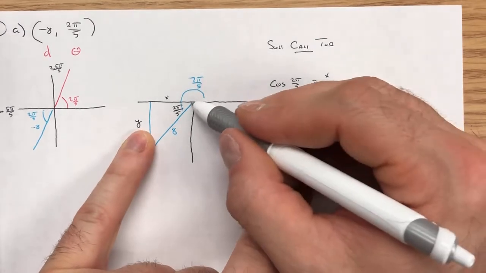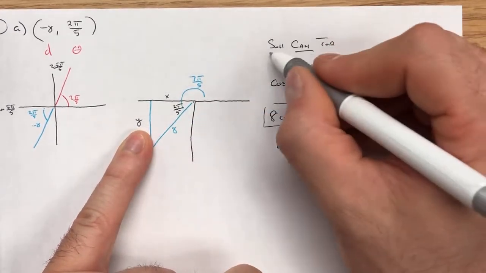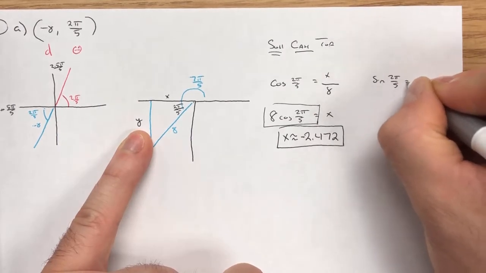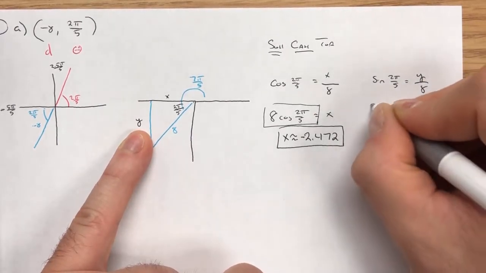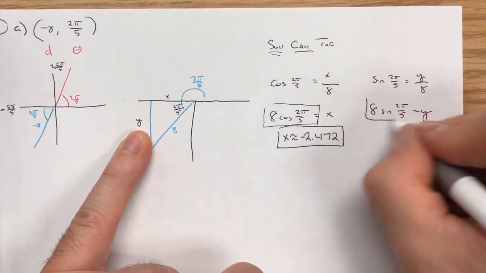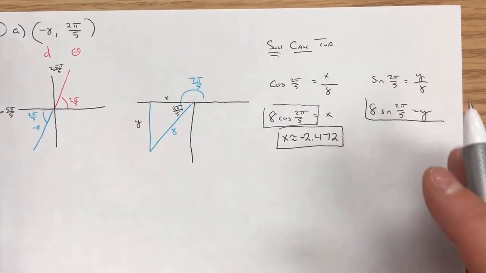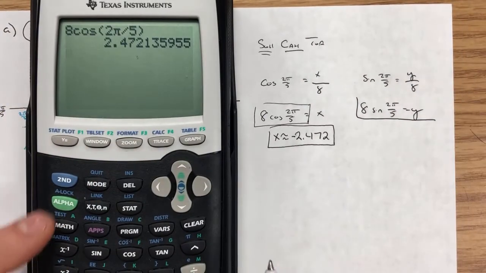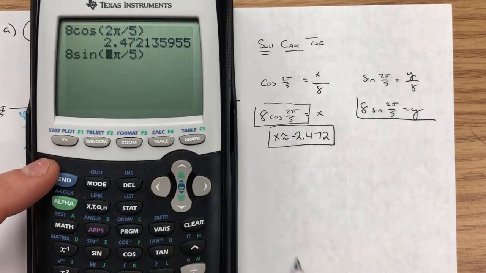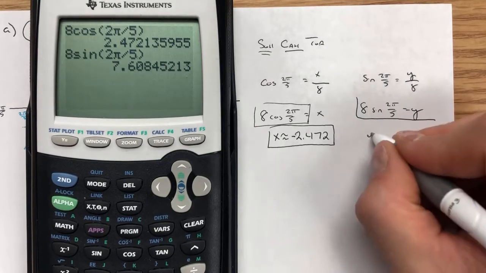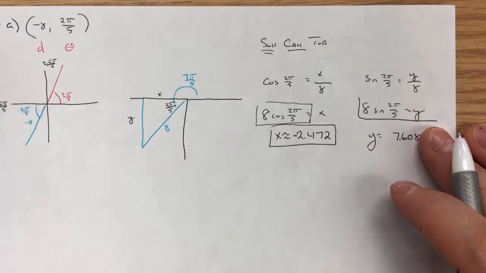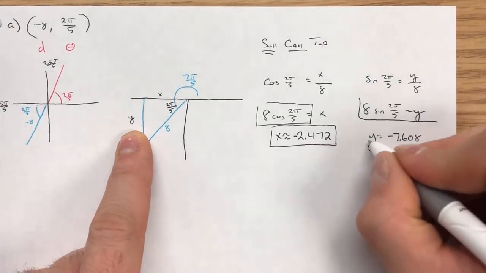So now my y is going to be the opposite over the hypotenuse, or sine. So the sine of 2 pi over 5 is equal to y over 8, or 8 sine of 2 pi over 5 is equal to y. Again, that's my y value. If I wanted to evaluate the rough approximation of that, I get roughly 7.608. Again, I know that y is in a negative direction, so it's going to be negative.